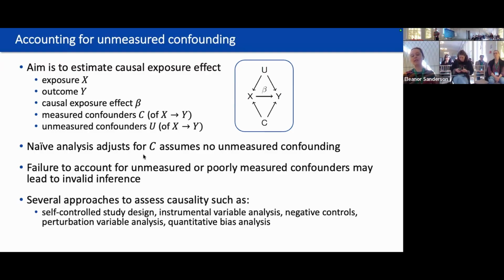Of course, we all know that failure to account for unmeasured confounding or poorly measured confounders may lead to invalid inference. There are several approaches to address unmeasured confounding, both at the design stage and at the analysis stage. And the one I'm going to focus on today is quantitative bias analysis.